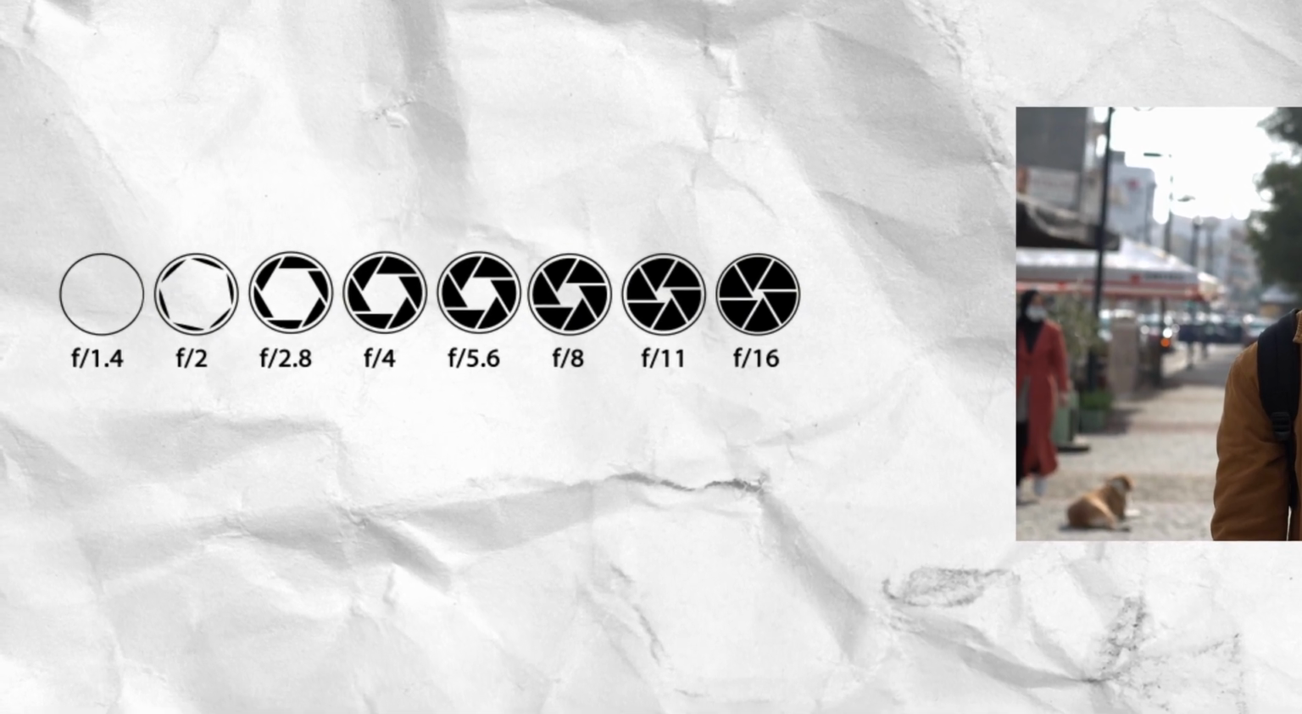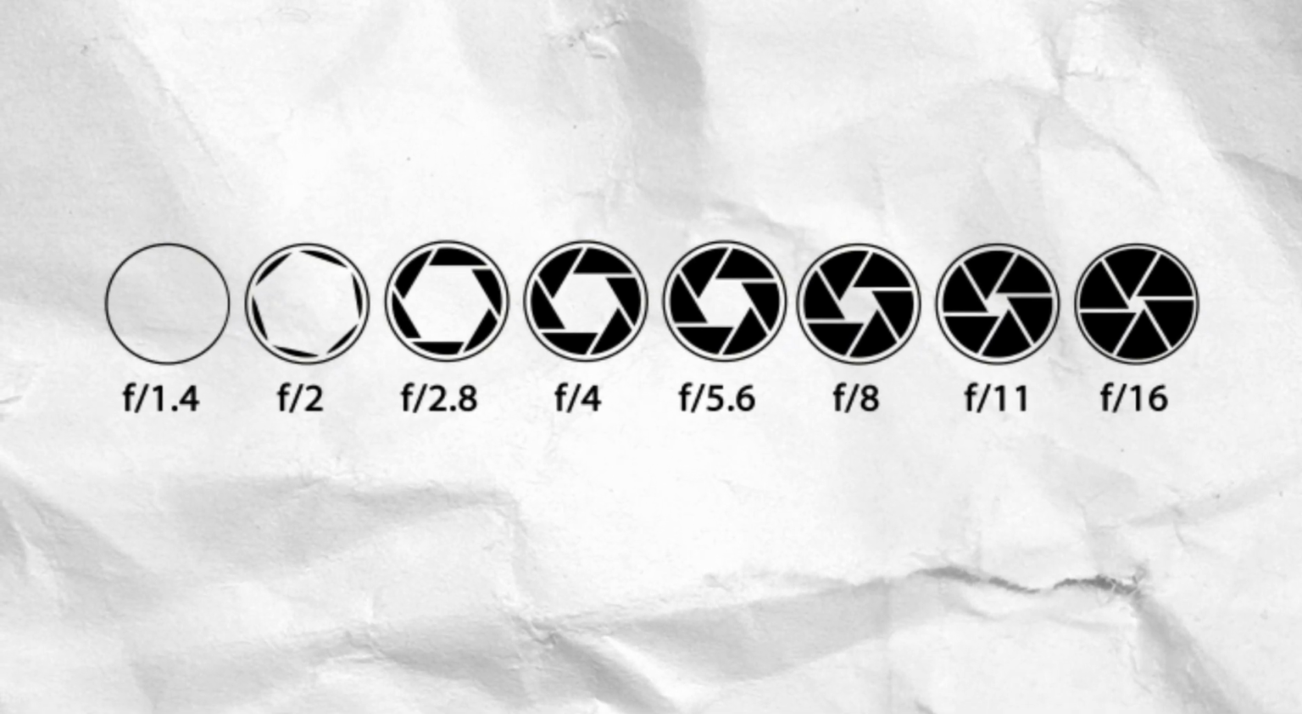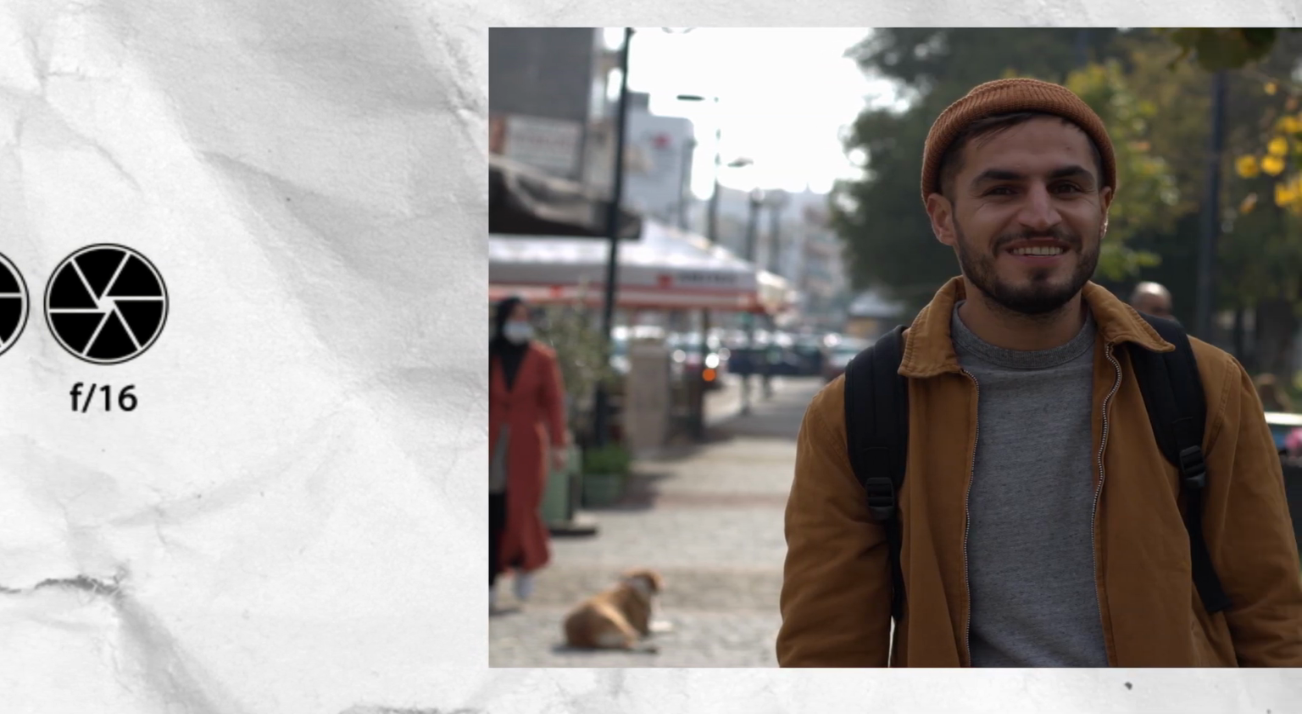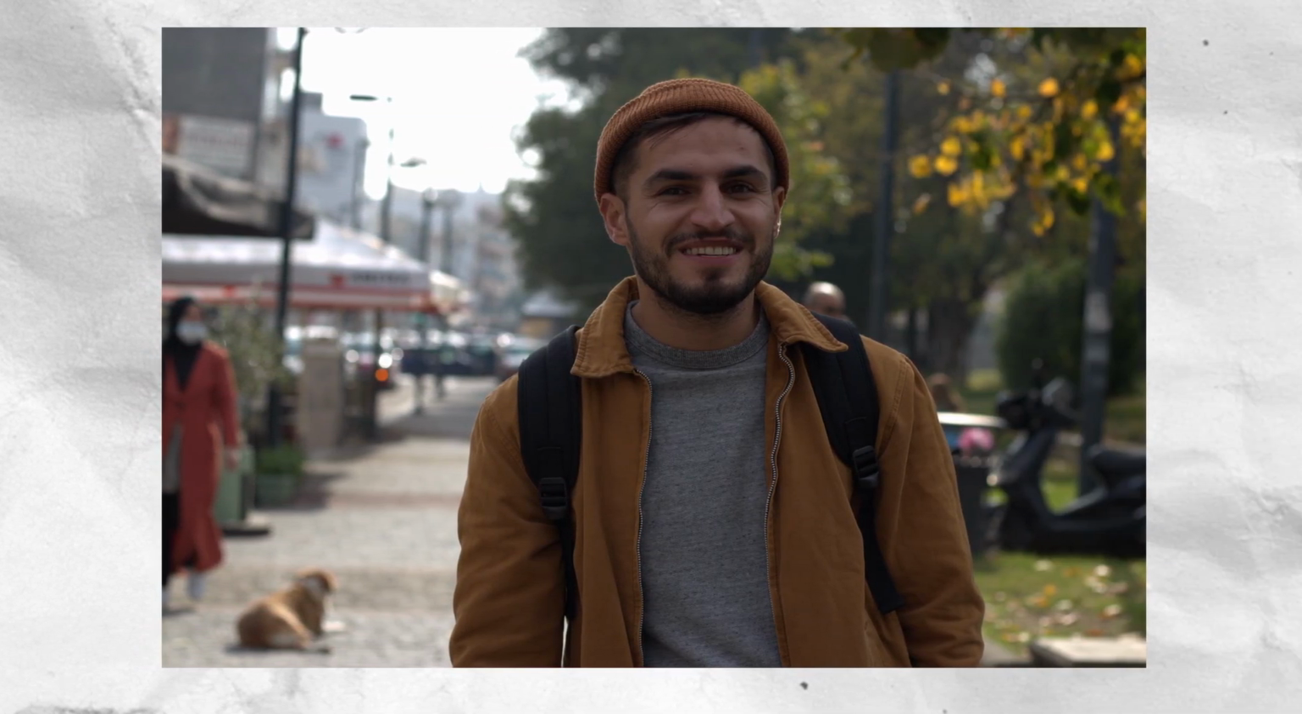Aperture is like the pupil of your camera's eye. It controls the size of the opening through which light enters the camera. A wide aperture, represented by a lower f-number like f/1.8 or 1.4, allows more light to enter, creating a shallow depth of field. This is perfect for portraits when you want your subject to stand out against a blurred background.